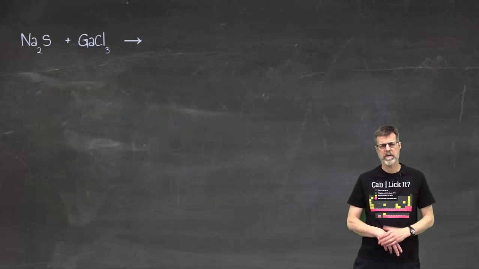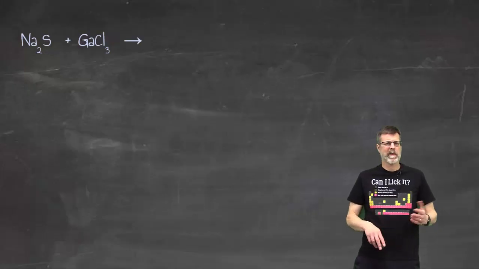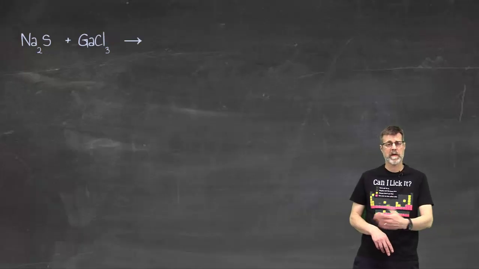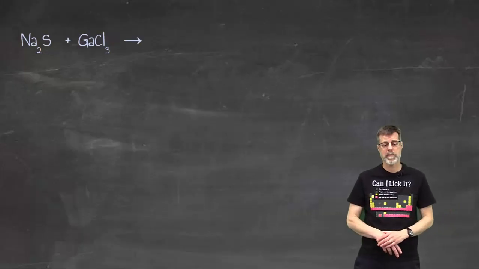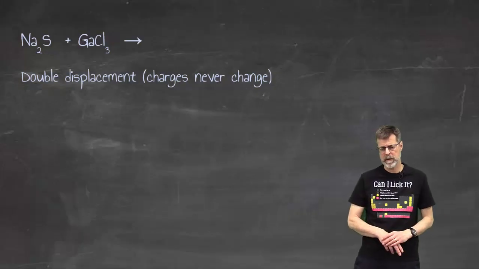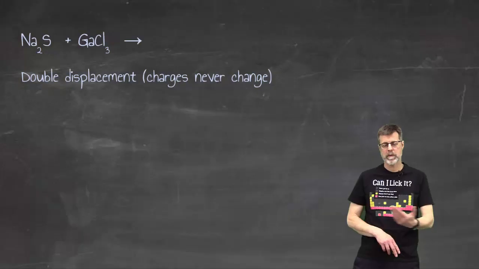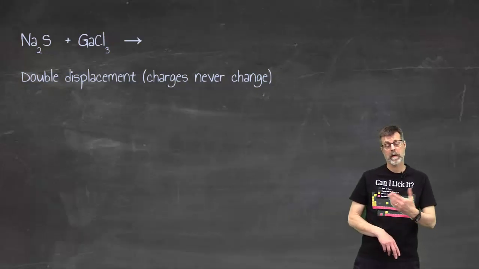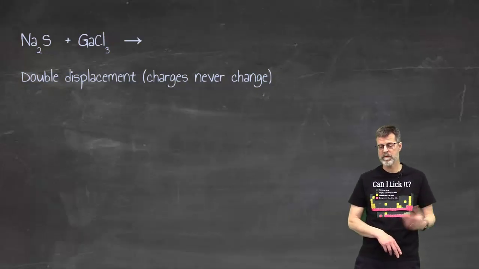Double displacement reaction. One of the last ones I've got left, so I was running out of options anyway, but again, I've got a metal-nonmetal compound with a metal-nonmetal compound. Not a lot of other options. So, double displacement reaction, think about the pattern. Those two metals are going to trade places. So now I'm going to put sodium with chlorine. What's the formula for that? And I'm going to put gallium with sulfur. What are the formulas there?